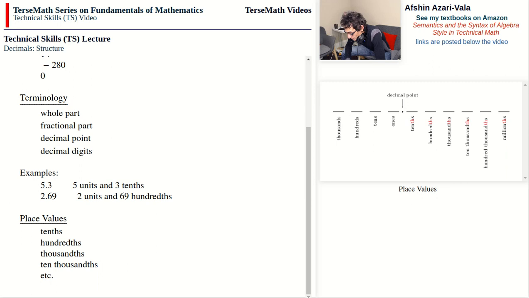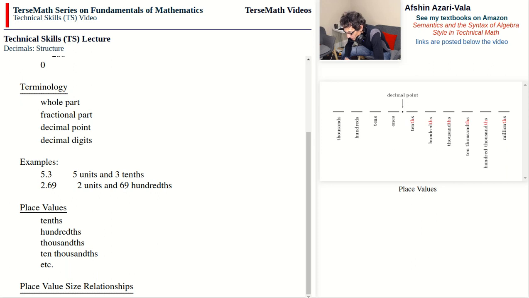Okay, now comes a concept, place value size relationships. And this concept is pretty important. In fact, it is the base upon which all of the concepts that have to do with decimals, as well as the algorithms that we use to add, subtract, multiply, divide, and so on to work with decimals, are all based on this particular understanding of place value size relationships. So this is a topic you should pay close attention to.